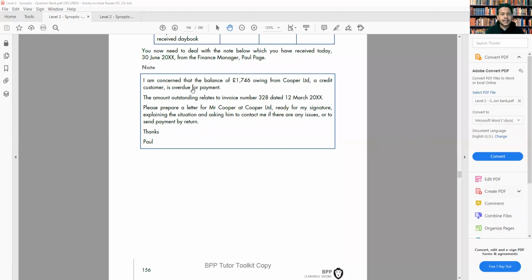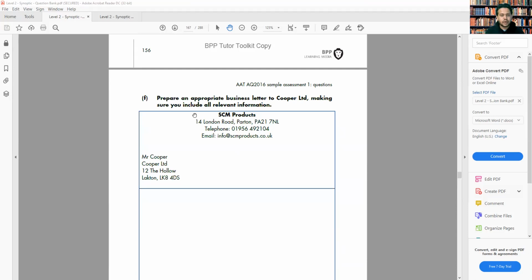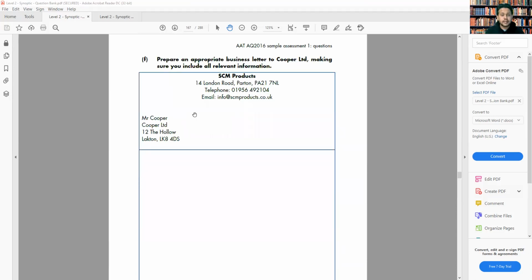I am concerned that the balance of 1746 owing from Copal Limited, a credit customer, is overdue for payment. The amount outstanding relates to the invoice number 328 dated 12 of March 2010. Please prepare a letter for Mr. Copar at Copar Limited, ready for my signature, explaining the situation and asking him to contact me if there are any issue or to make the payment. Thanks, Paul.